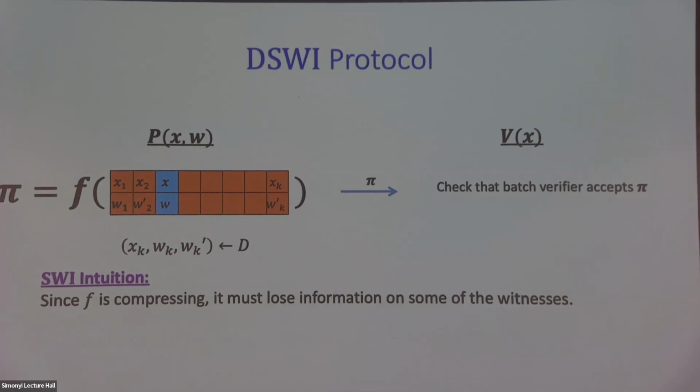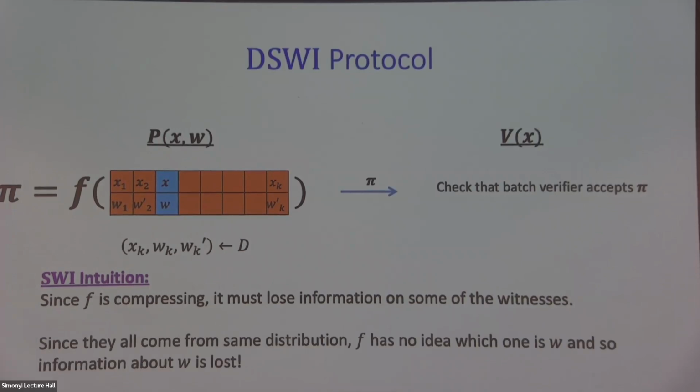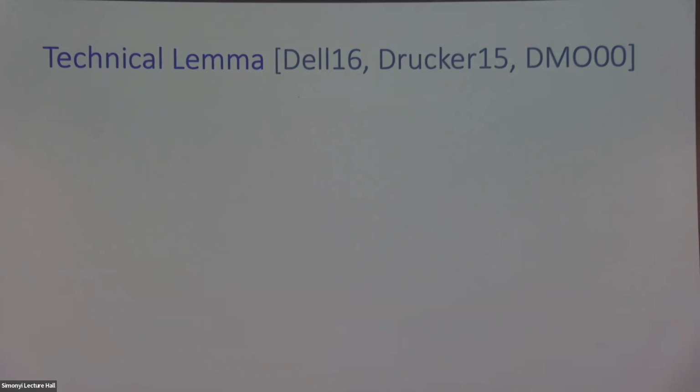We said before that this function f is compressing. It's the part that reveals potential information about the witnesses, but everything here was symmetric, so it must lose information. Because they're all coming from the same distribution, and you can formalize it. So we use a technical lemma. It's due to Dell based on also, and it was rediscovered in a bunch of works.